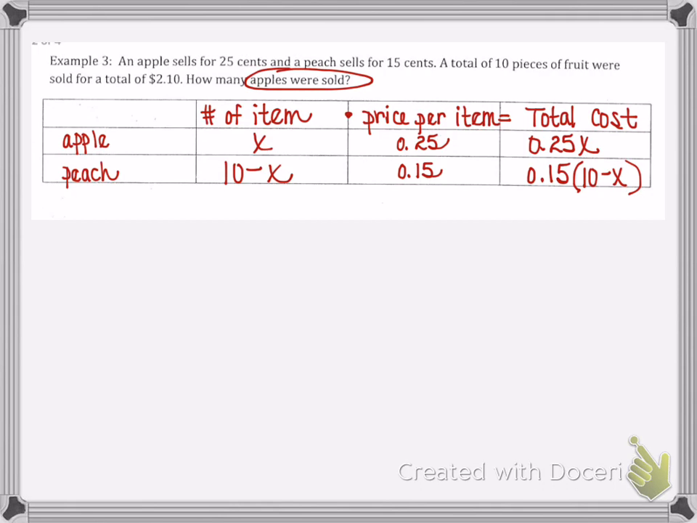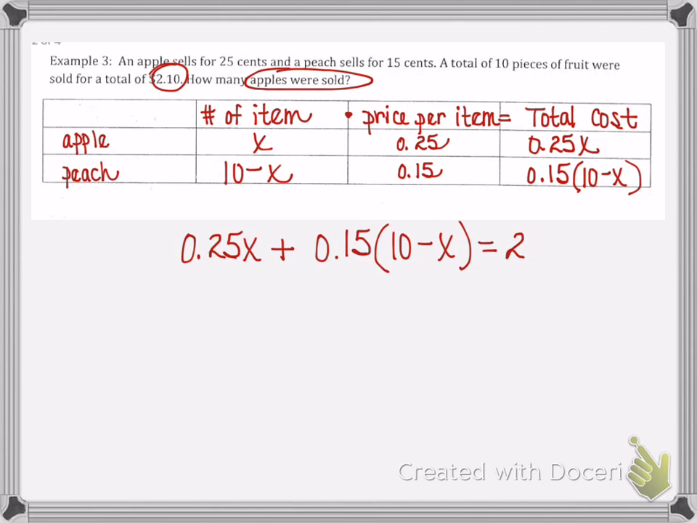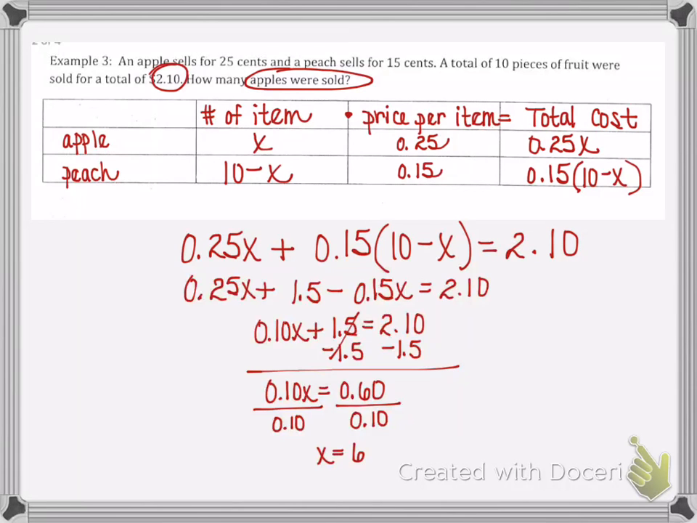But I'm also told in my problem that I have a total of $2.10. So when I go to write my equation, I'm going to take the total cost of apples, 0.25 times X, and add it to the total cost for peaches, 0.15 times 10 minus X, and I'm going to set that equal to $2.10. And then I'm going to solve. Following through on my equation solving here, I distributed my 0.15 to my 10 and my minus X, combined my like terms, subtracted 1.5 from both sides, and divided by the coefficient in front of X, which was 0.10. And I'm finding that X is 6, which means in terms of the problem that 6 apples were sold. And you're going to write that in a sentence answer.